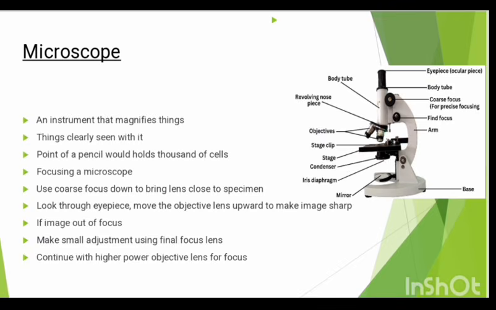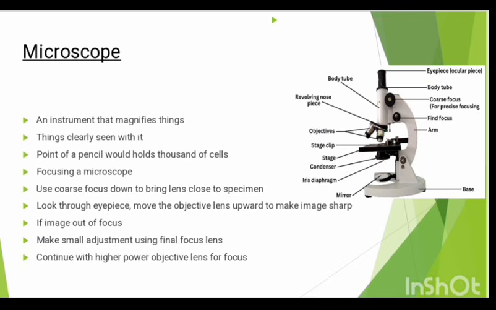As we all know, some cells are so tiny that we cannot see them with the naked eye. So how can we observe such cells or tiny creatures? We use an instrument that magnifies things, which is called a microscope. Basically, a microscope is used to see things very clearly. Like, the point of a pencil would hold thousands of cells, so we cannot see them with the naked eye. That's why we use a microscope to see such tiny creatures.